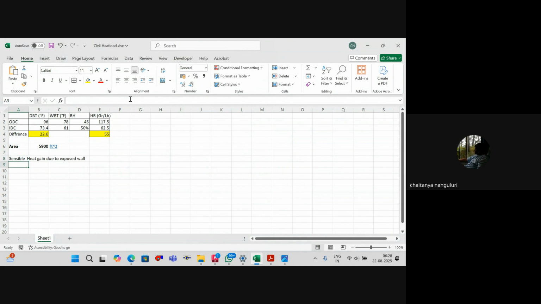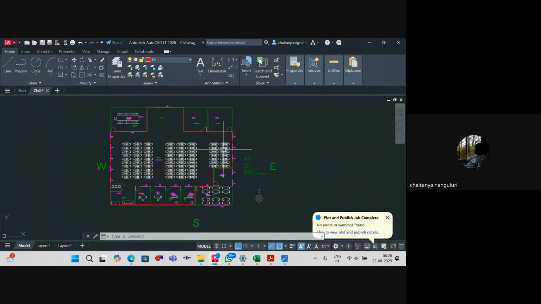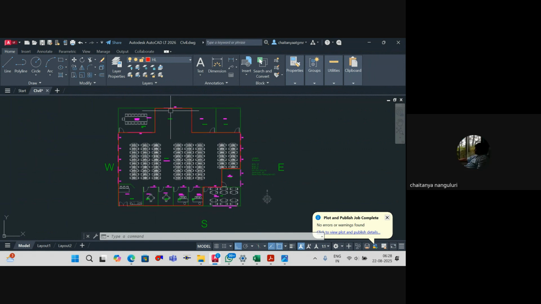So first, which directions are there? North, east, south, west. All the directions I've got a wall. Yes or no? So basically we have to calculate the north side, east side, west side, south side. All directions we have to calculate the heat load.